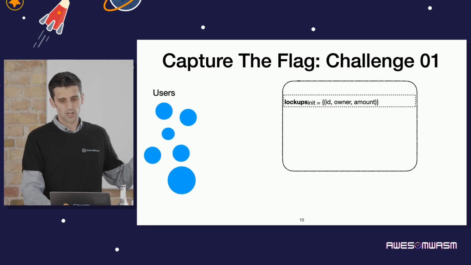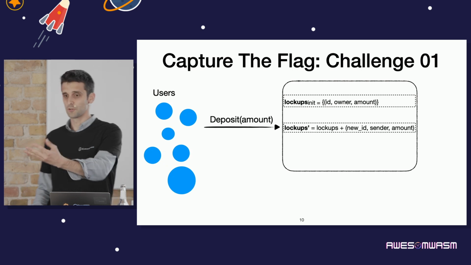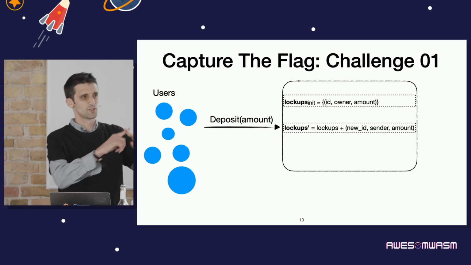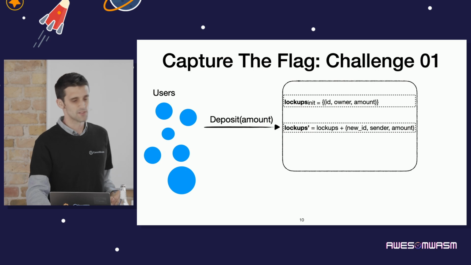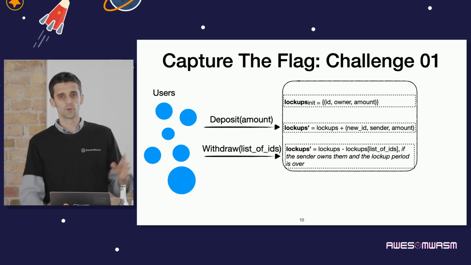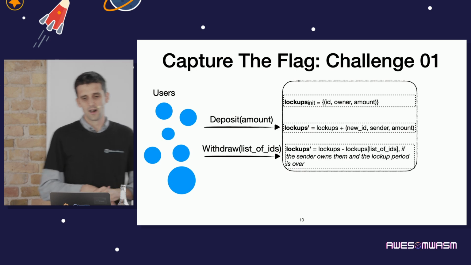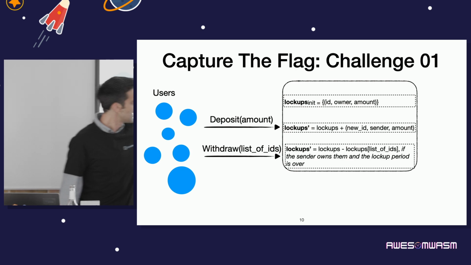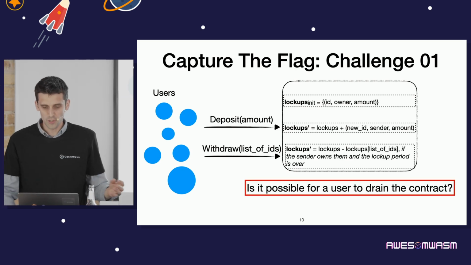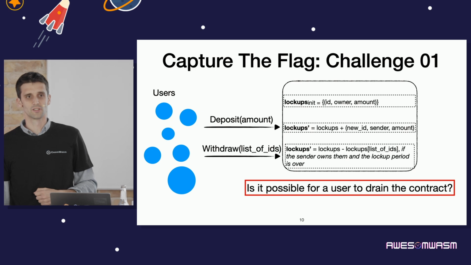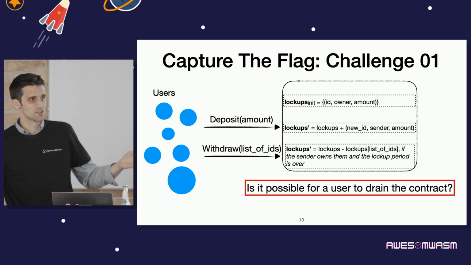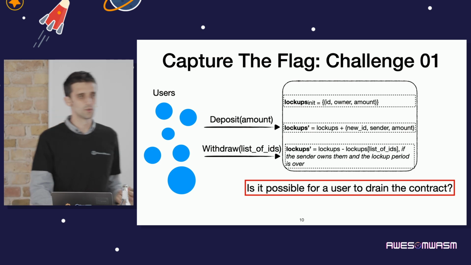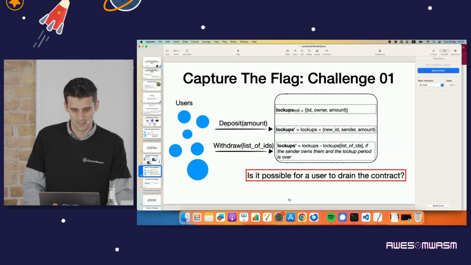There were some lockups, and users were able to deposit to the contract, upon which new lockups were added. This plus is not numerical plus, it just adds to the set of lockups. Or withdraw, upon which lockups were taken out under the condition that the sender owns all of these IDs from the list and the lockup period is over. And then the question is, is it possible for a user to drain the contract? Now, of course, this was a challenge in the capture the flag competition. Of course, it was possible, but how is it possible and how do we use Quint to do this? Let's find out.